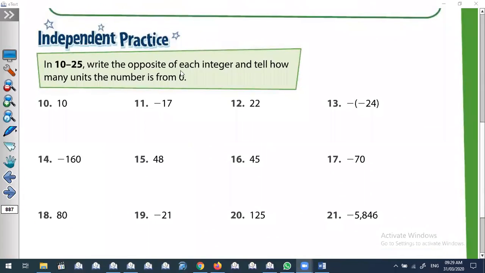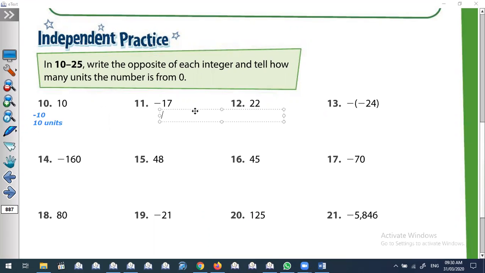Write the opposite of each integer and tell how many units the number is from 0. It's a very easy exercise. The opposite of negative 10. Who can tell me? Yes, the opposite of 10, sorry, is negative 10. The opposite of 10 is negative 10. What about the distance? The distance is 10 units from 0.